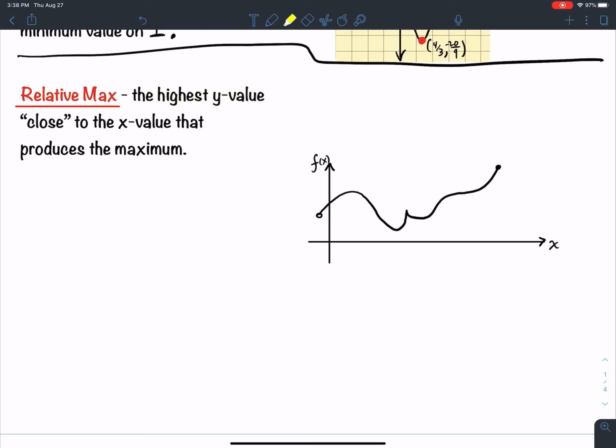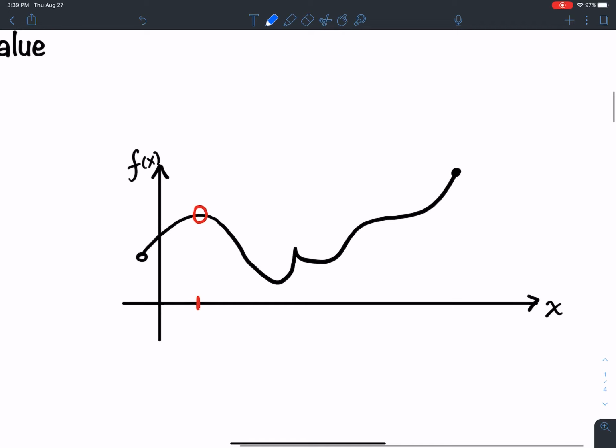All right, so what do I mean by that? Highest y value. A relative max doesn't mean it has to be the absolute max, but it's the biggest y value, the f of x, around some interval of x values. For example, with this graph right here, considering all the x's in this region, the biggest y value is this one right here. So that would be a relative maximum, all right?